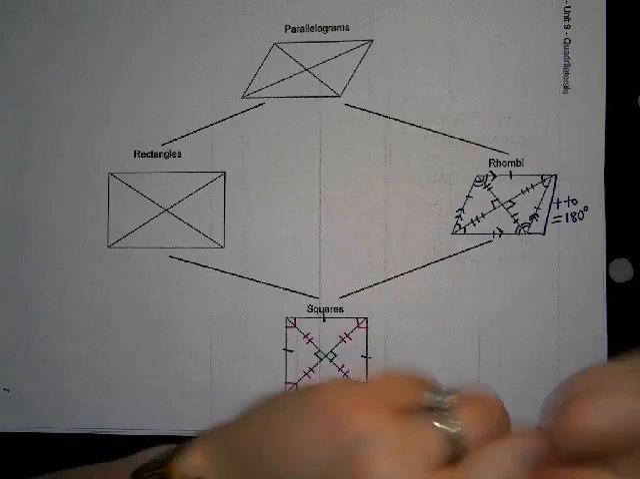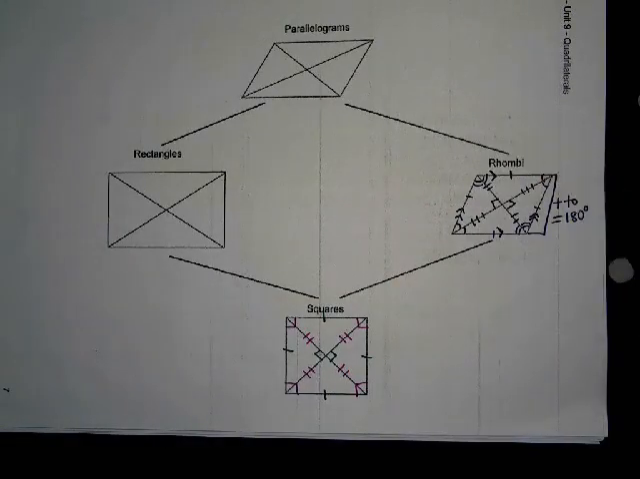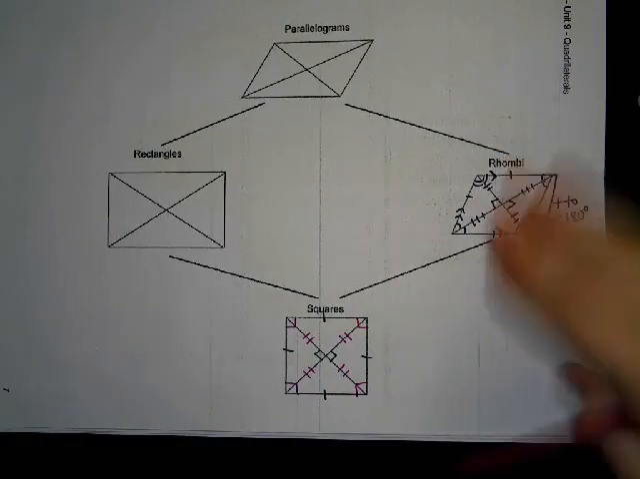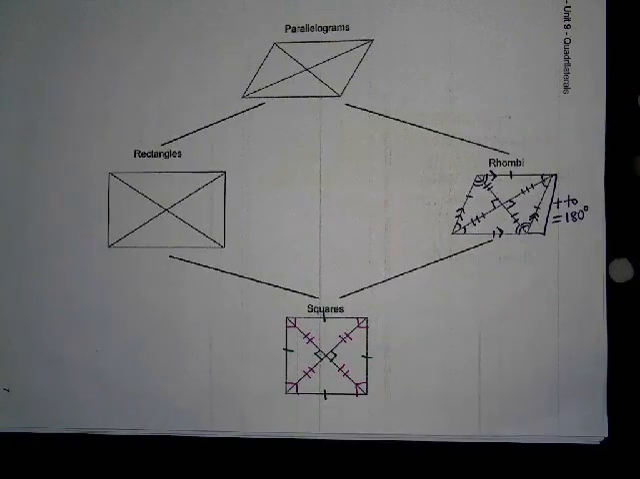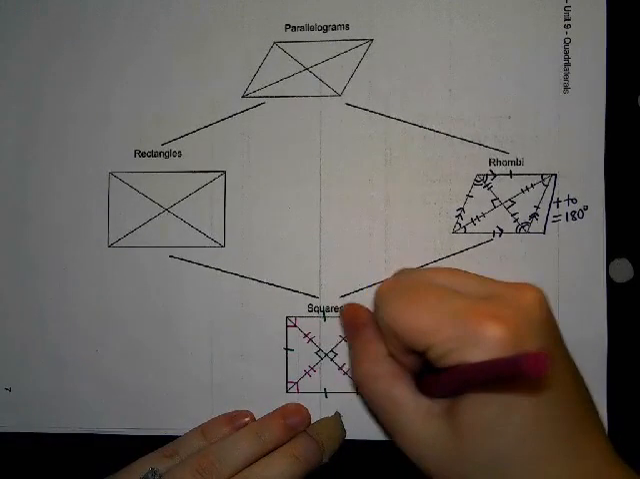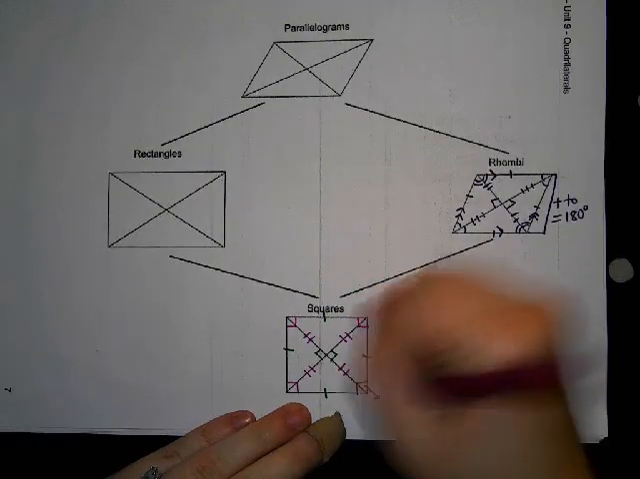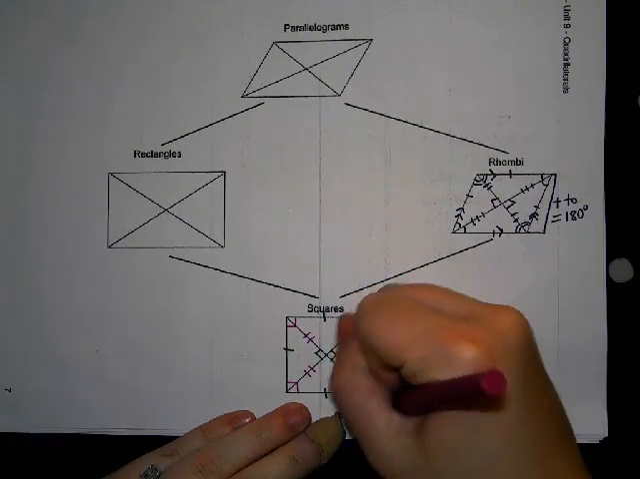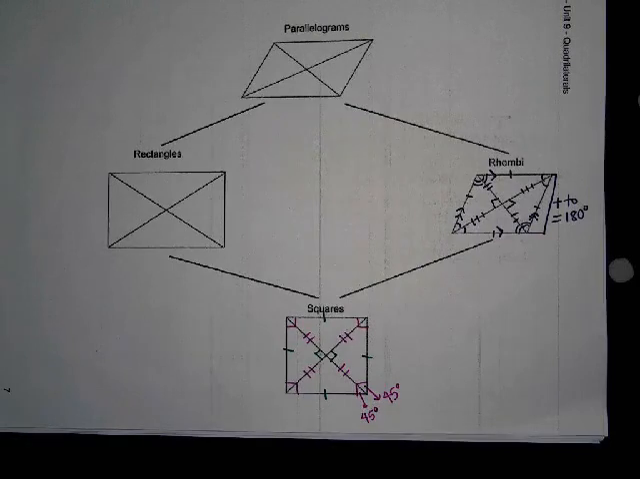Now the only difference here is in the right angles in the corners of rectangles, those could be any number, didn't have to be perfectly cut in half. However, in your square, they are perfectly cut in half. So both of those angles are going to be 45 degrees.